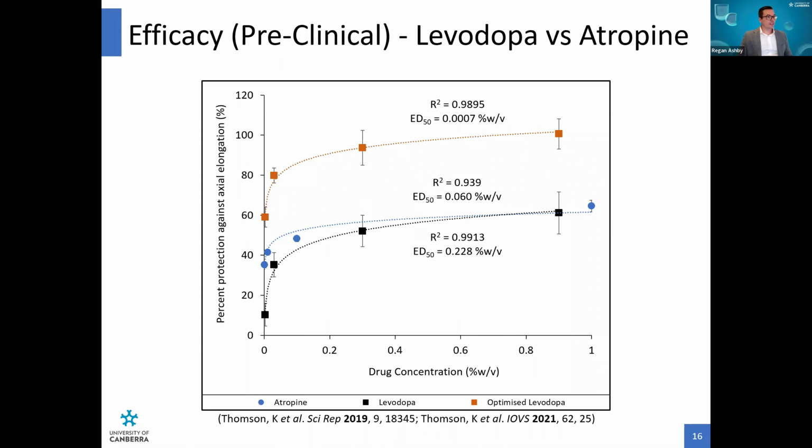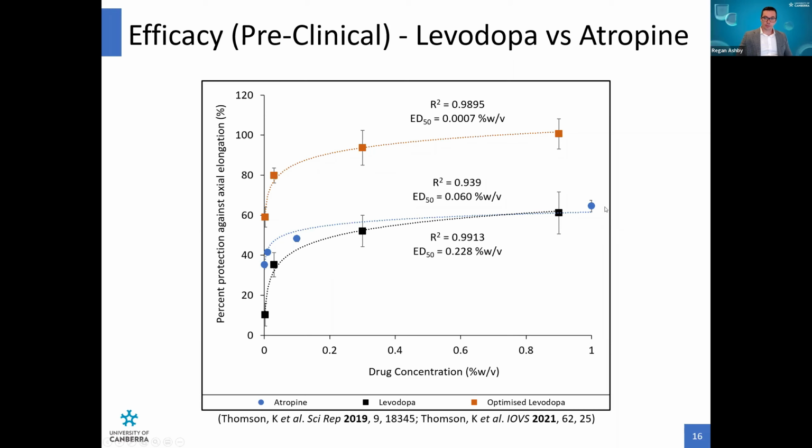Now, one of the critical things when looking at such data is comparing it to current pharmacological treatments on the market. The primary pharmacological treatment for myopia is atropine, shown here in blue. Atropine has been highly successful in controlling the progression of myopia for over 50 years. Depending on the literature and the experimental study undertaken, that effectiveness is anywhere between 50 and 70% protection against the progression of myopia on a year-to-year basis.